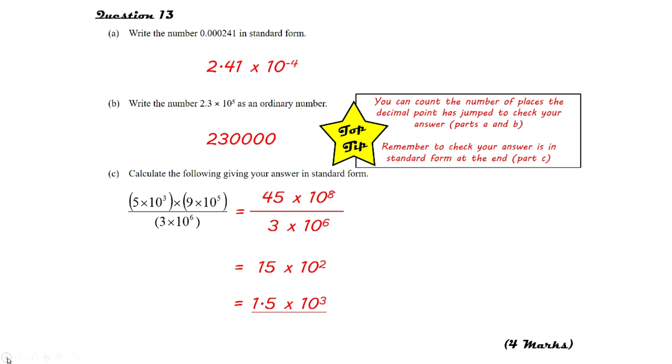So my top tip for this one is you can always count the number of places your decimal point has jumped, and I'm being a little bit loose there with the mathematical explanation, but you can always check this just by drawing little bumps, if you like, between the digits, and always check that your answer is in standard form at the end. If you just left it as 15 times 10 to the power 2, you would not pick up full marks for this.